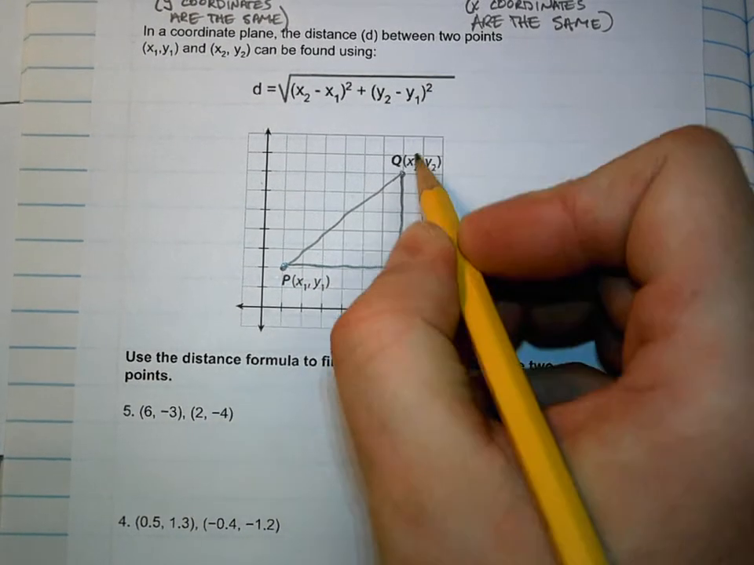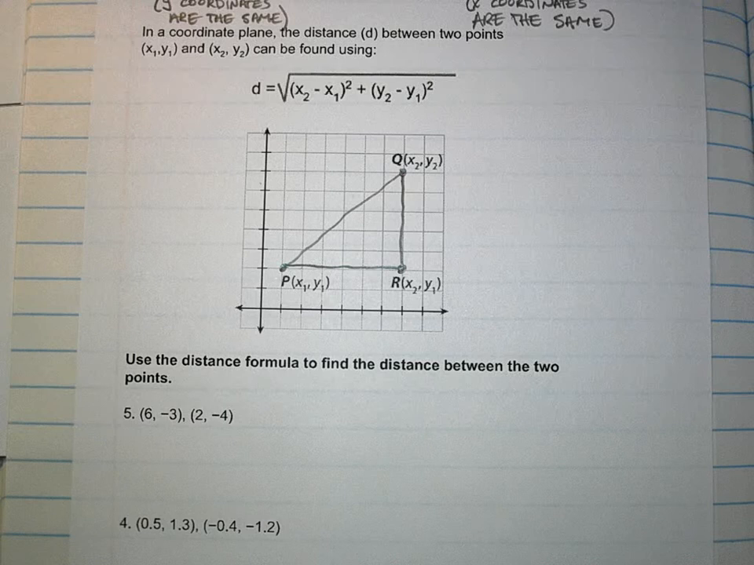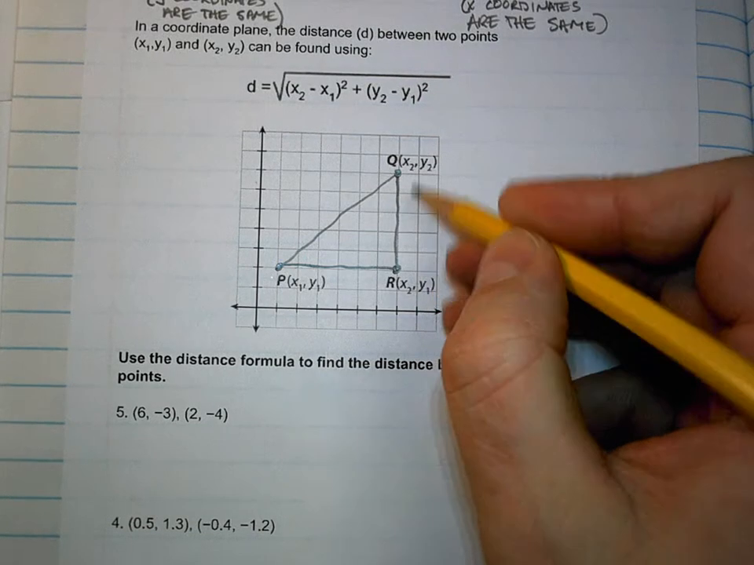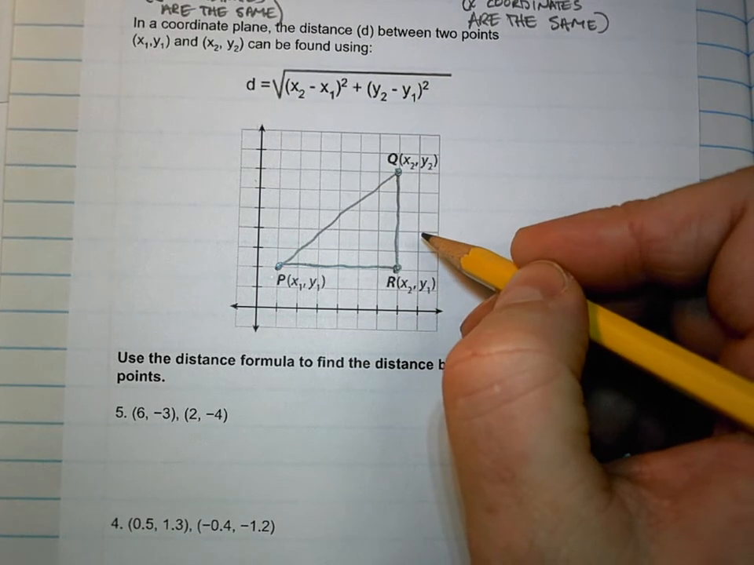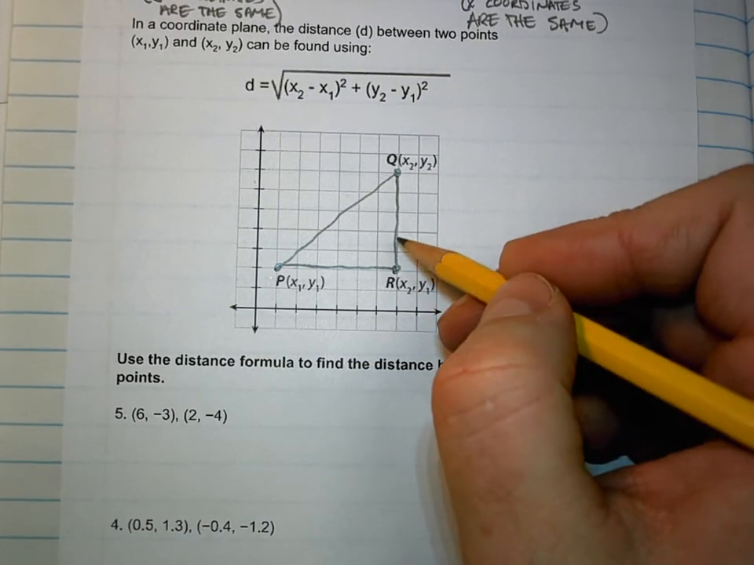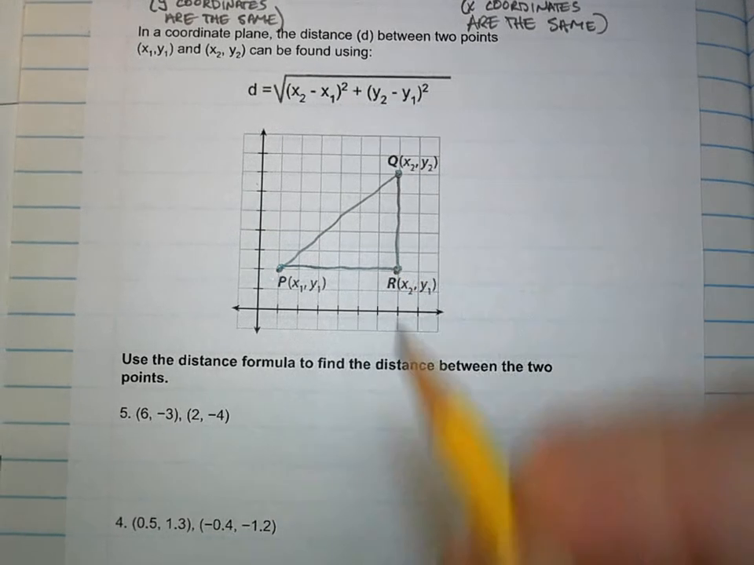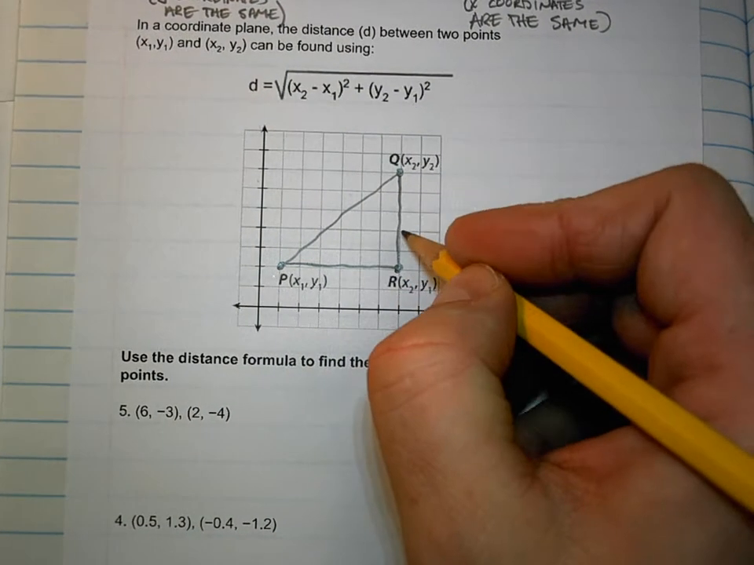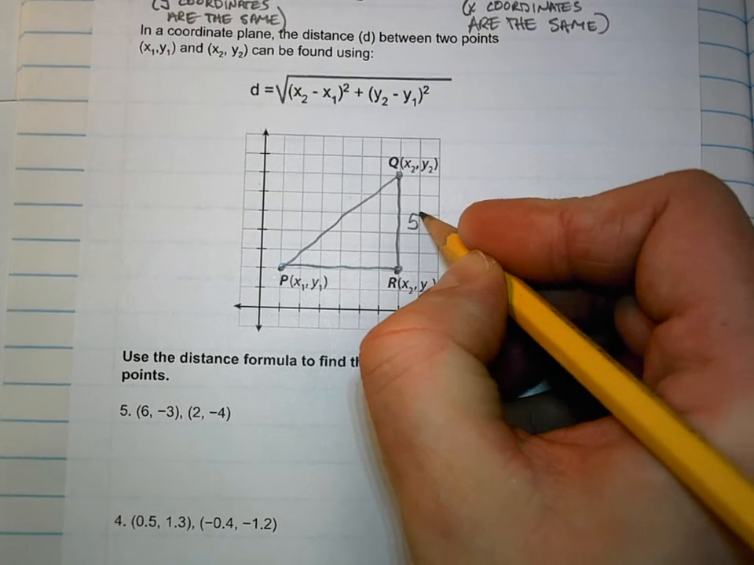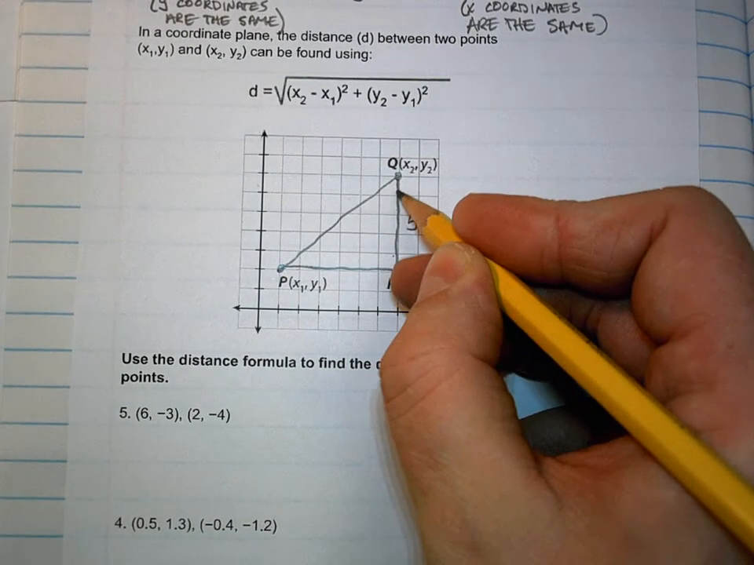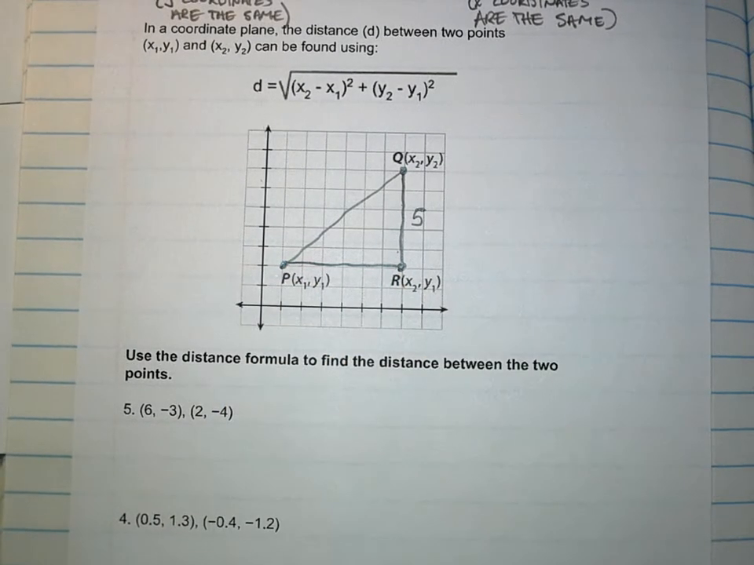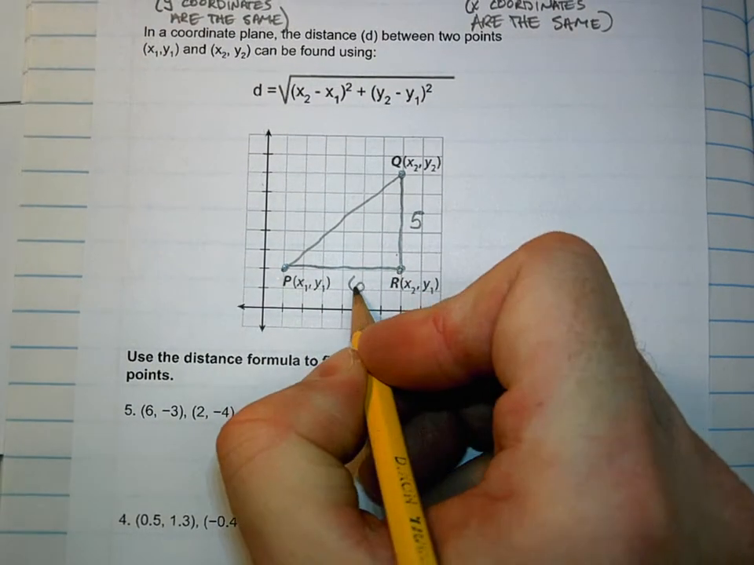So, we already talked about there's a couple of ways to solve this, right? We can find the length of the sides. So if I've got a graph and I'm using the distance formula, I'm really working too hard. What's the distance from R to Q? Count it. 5. It's 5. 1, 2, 3, 4, 5. What's the length from R to P? 6.